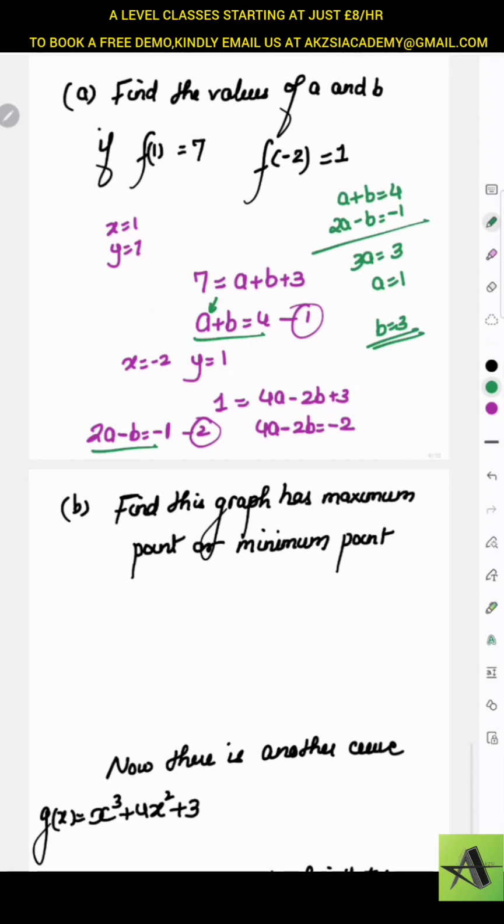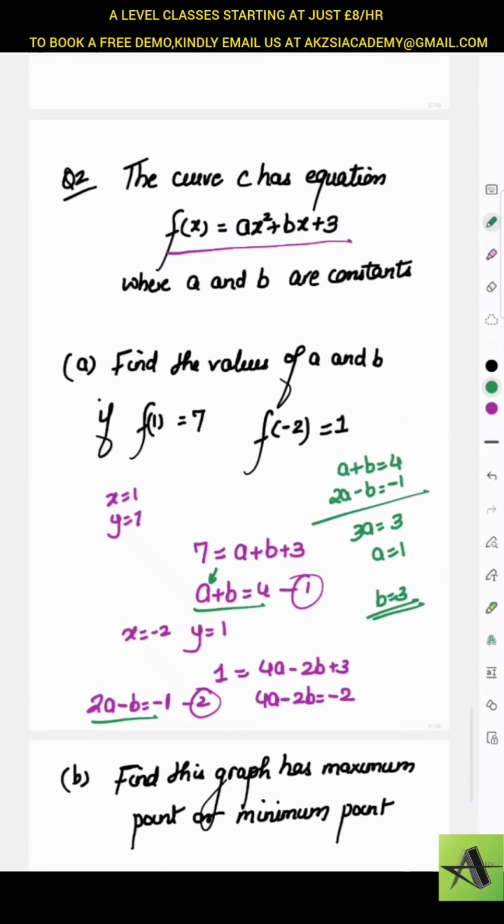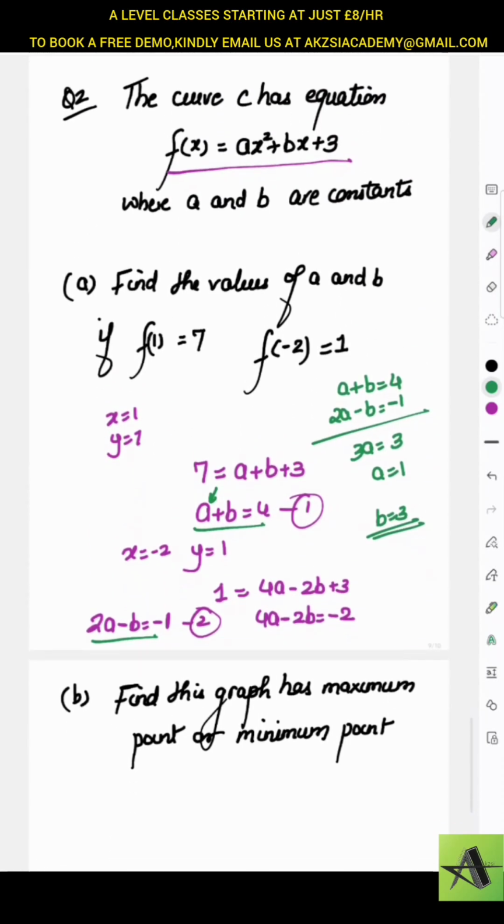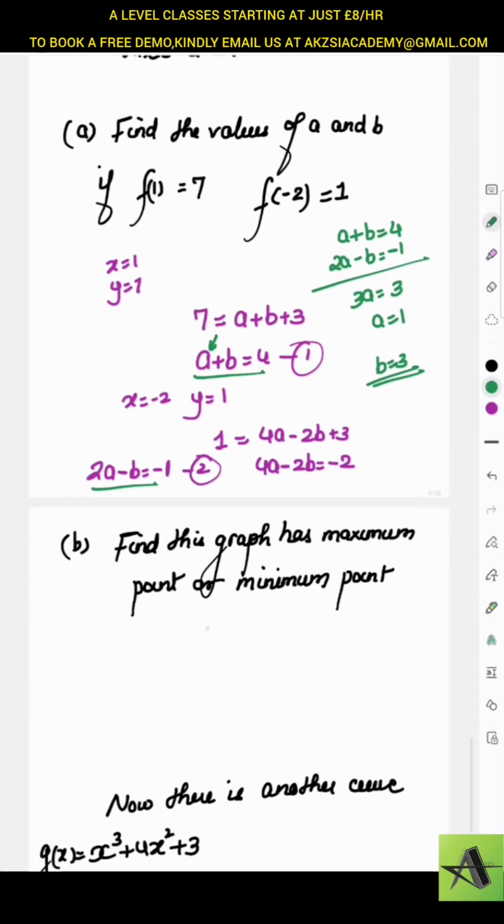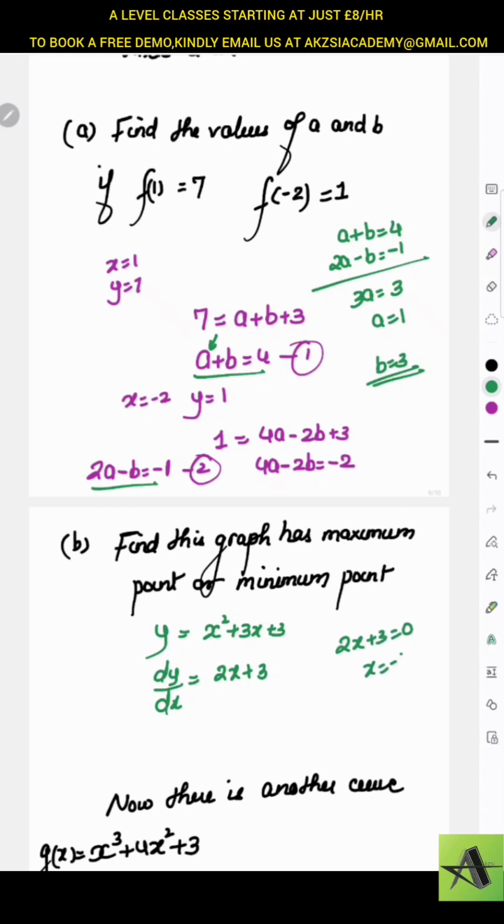Now find whether this graph has a maximum point or minimum point. We have the equation because we have already calculated a and b. So a is 1 and b is 3, and that will make it x² + 3x + 3. Now differentiate it. This will become 2x + 3, and I need to equate it to 0. So 2x + 3 = 0 and x is equal to -3/2.